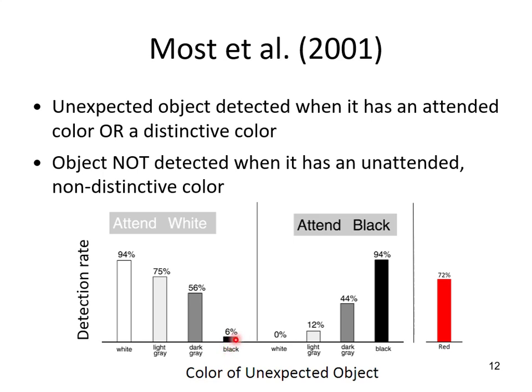Okay. However, in this experiment, they also tried other colors of the cross, for example gray or white. And as you can see, the closer to your attended color, the higher the detection rate. So this demonstrates an effect of top-down attention. Okay, but this time even more systematically.